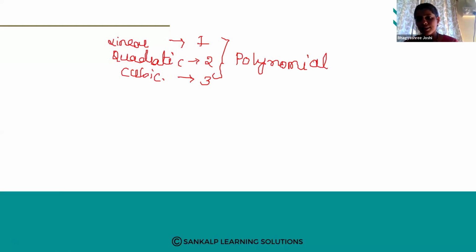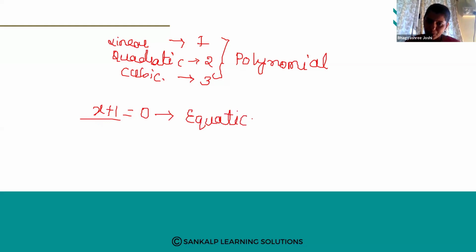What do you mean by equation then? See, for example, x plus 1 is a polynomial. If you equate polynomial with 0, and 0 means you can equate with any number also, then it is called an equation. Here you are equating polynomial with 0, or else you can say x plus 1 is equal to 5. This is also right.